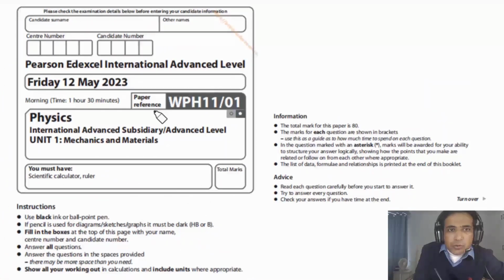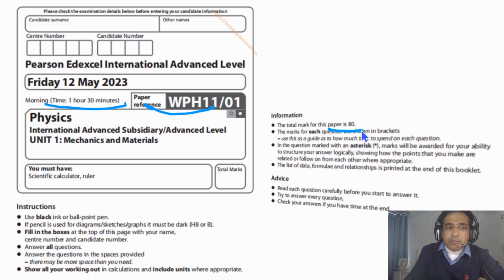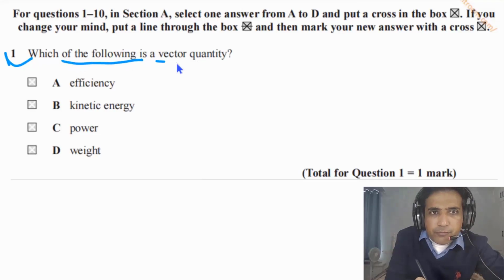In today's lesson, we are talking about paper 1, and the total time for this exam is 1 hour and 30 minutes, and the total mark for this paper is 80. Question 1 says, which of the following is a vector quantity?